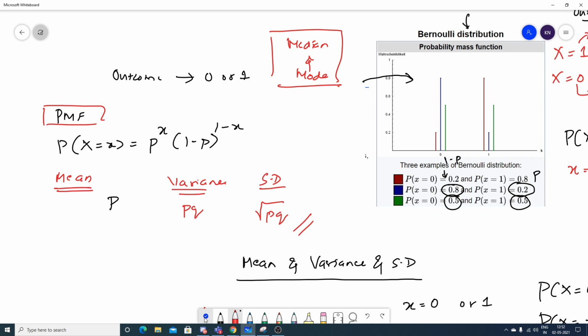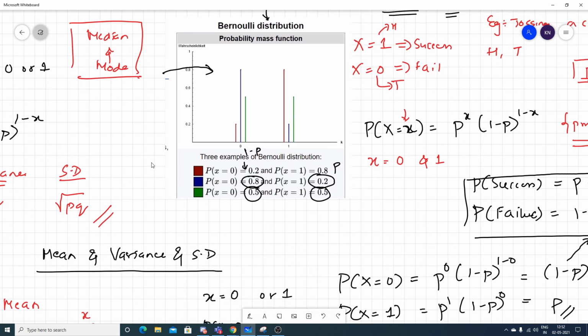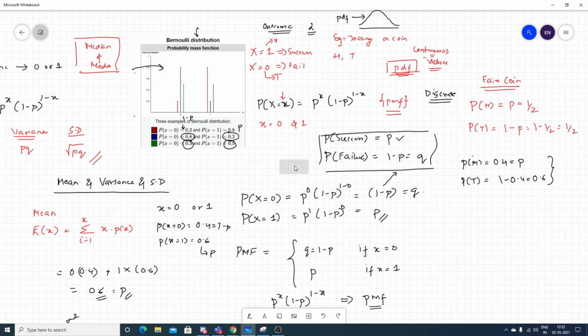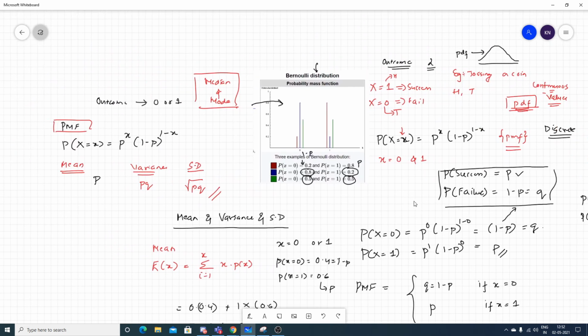Again, this entire diagram is taken from Wikipedia. I have taken the examples from Wikipedia and made you understand. So in just 10 minutes I was able to make you understand.